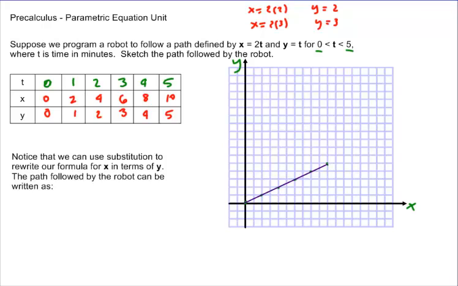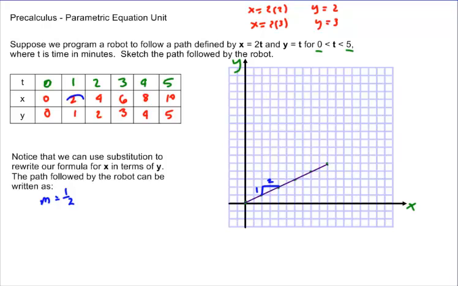Now, we can rewrite this with a formula and create a function now without t that represents this particular line. And if you'll notice, it's a straight line. It rises 1 and it runs 2. So it has a slope of 1/2.